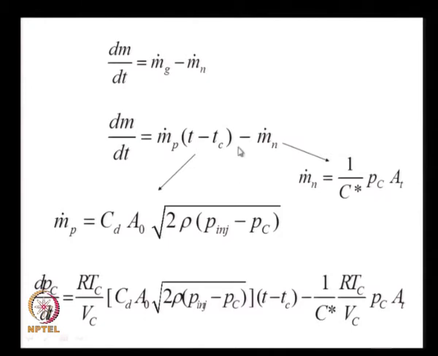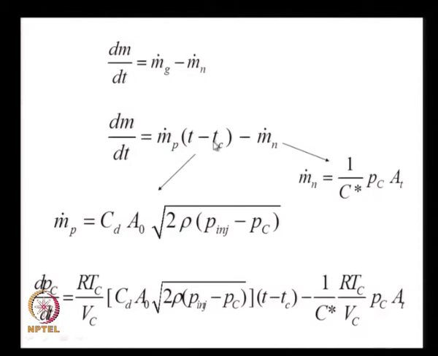You will also recall that m dot n we expressed as Pc At by C star, and therefore now we would like to solve this equation, but this equation as we noted was rather clumsy because a time delay came over here, and therefore we want to simplify it. And what did we do?